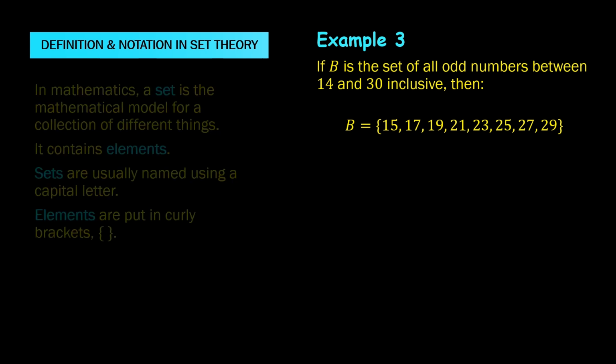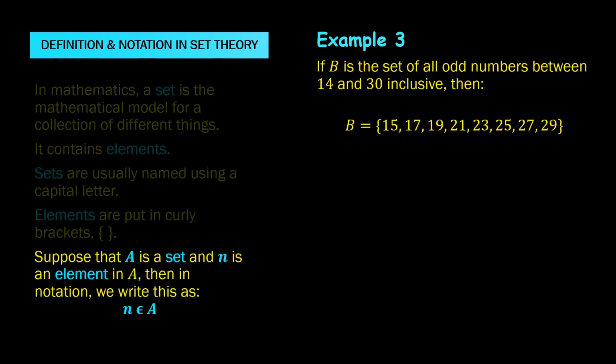And now for some notation. Suppose that A is a set and N is an element in A, then in notation we write this as N is a member of A using the symbol shown on your screen. So in our example, we have 19 is a member of A.